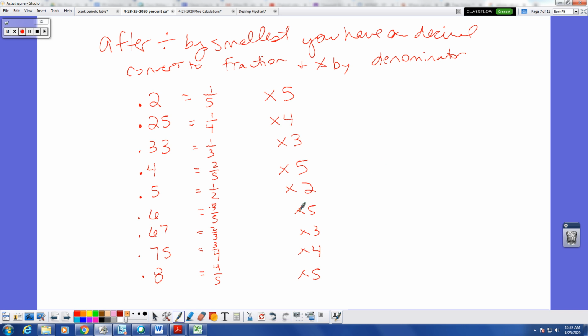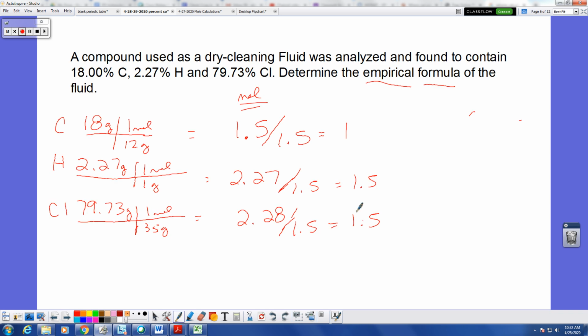Okay, so if you can remember these, then that will help you greatly. Okay, so back over here, we see that these are both 0.5. Well, again, what we do to one, we have to do to all. So that's going to give us a 2 and a 3 and a 3. So our formula is C2H3Cl3.